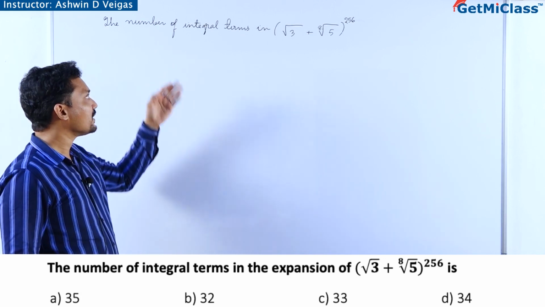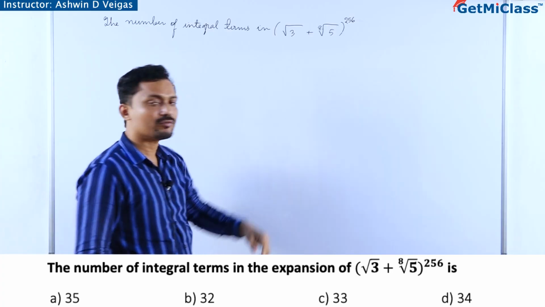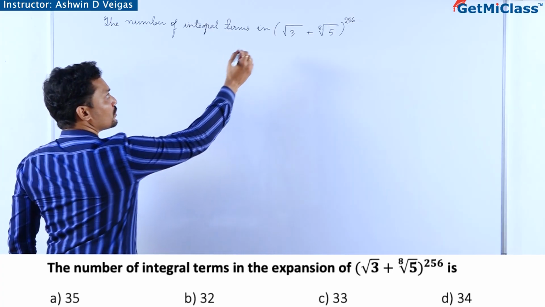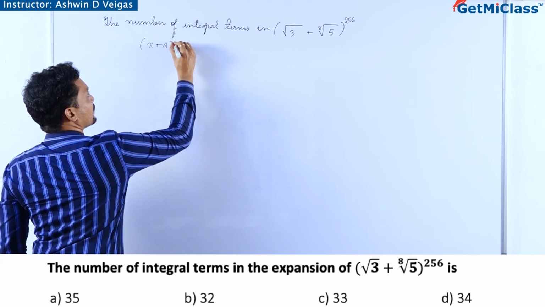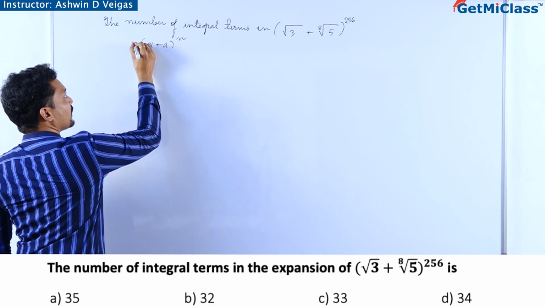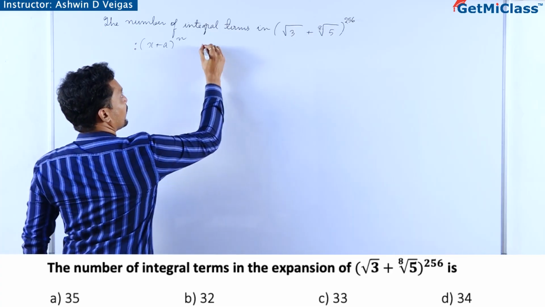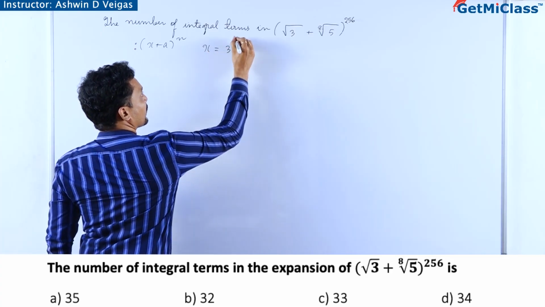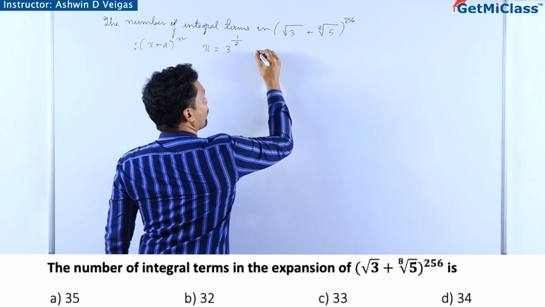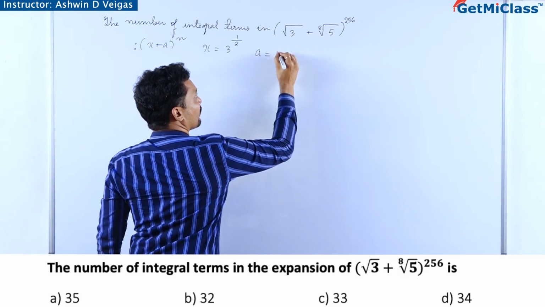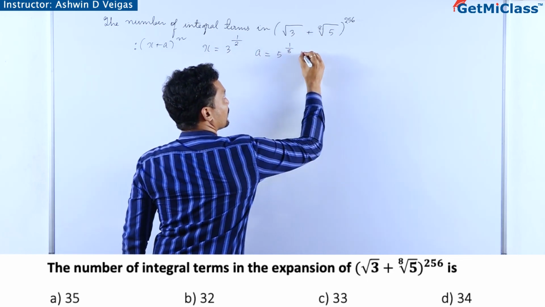So, here we have to find the number of integral terms in (√3 + 5^(1/8))^256. Suppose we compare this with (x + a)^n. The given question, if you compare with (x + a)^n, we get x equal to √3, which I will write as 3^(1/2). Then the value of a is 5^(1/8), the 8th root of 5, and the value of n is equal to 256.